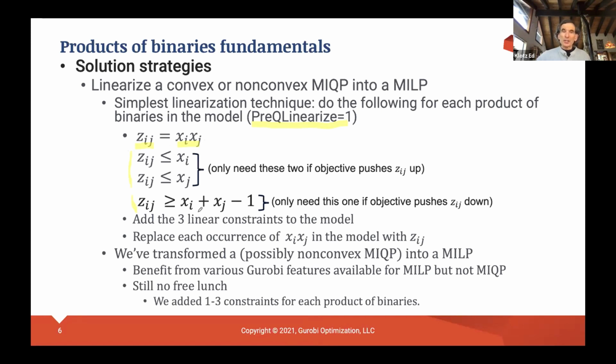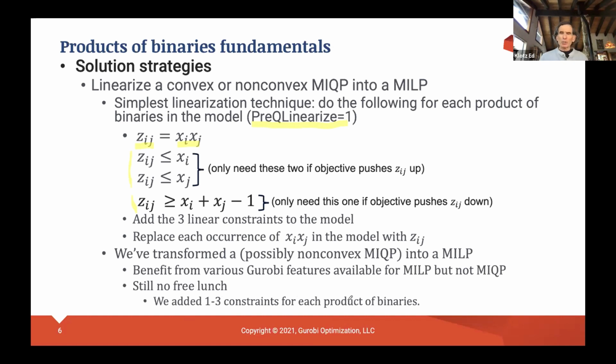So what this means is we can linearize by adding these 3 constraints to the model and then replacing each occurrence of Xi, Xj in the model with Zij. So we've gained because we can now benefit from these various Gurobi features that are available for this linearized MILP that are not in play for the MIQP, whether it be convex or non-convex. But we again have paid a price. We've added 1 to 3 constraints for each product of binaries.